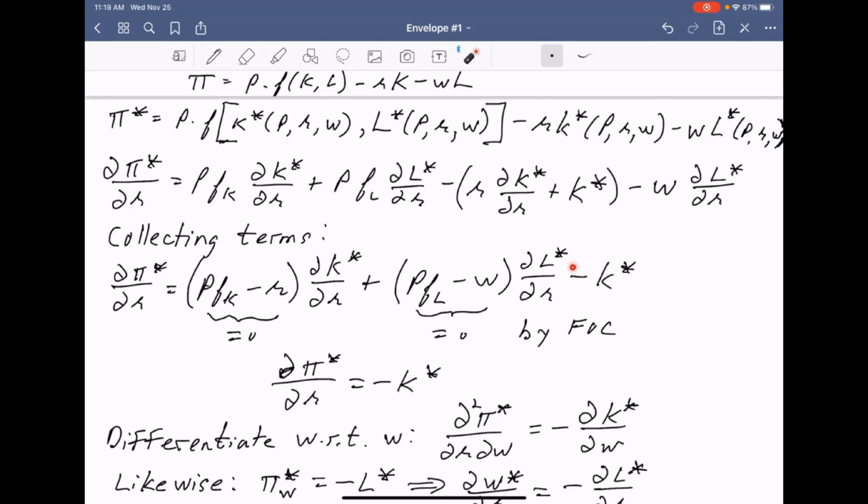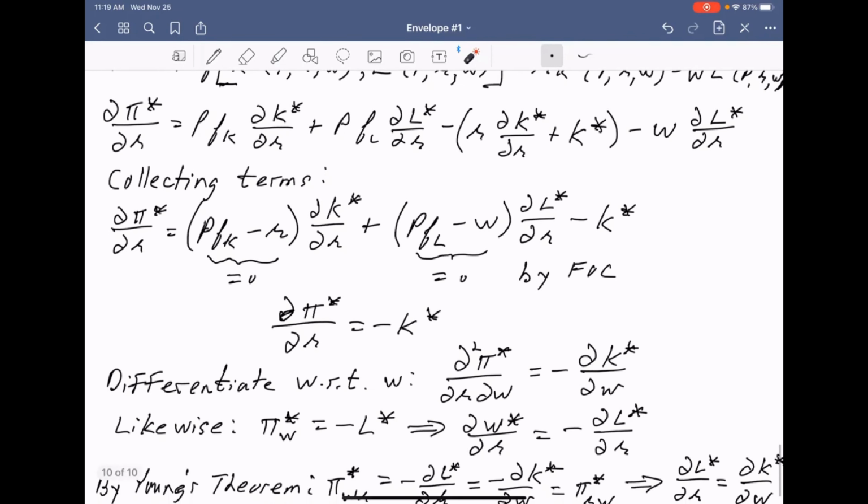So what we're left with is this expression here, that the partial of the indirect profit function with respect to input R is equal to minus K star. Now, immediately you can think, if it's the partial of pi star with respect to R, then the partial of pi star with respect to the wage rate should give you the same kind of result, but in this case it should be that it's minus L star. And that's exactly what we find down here.